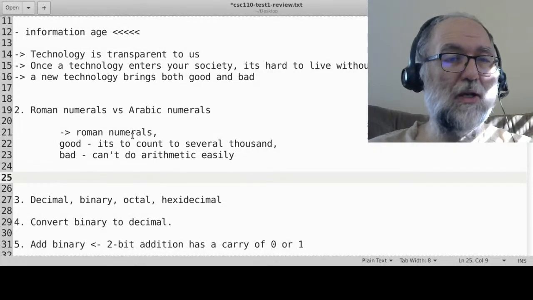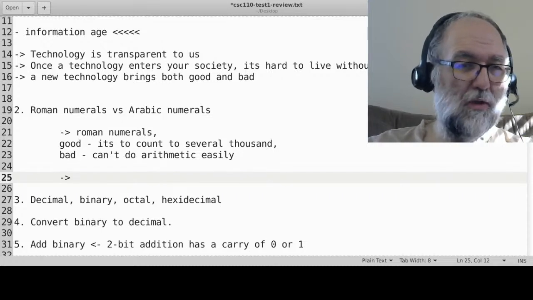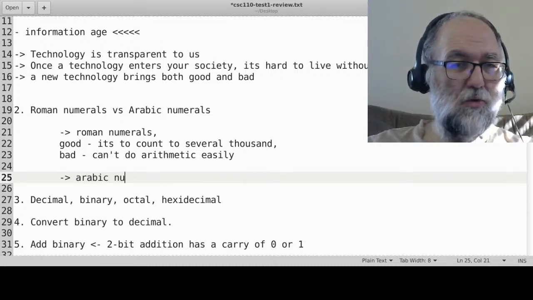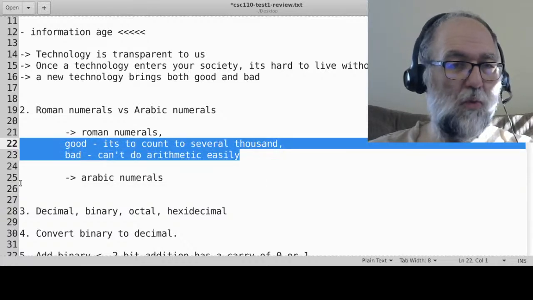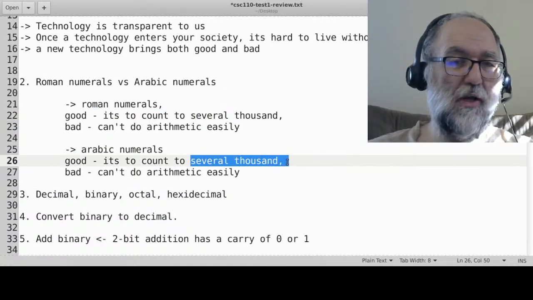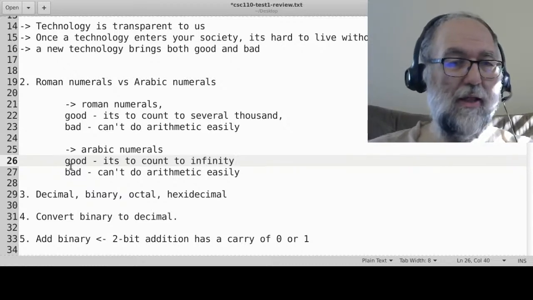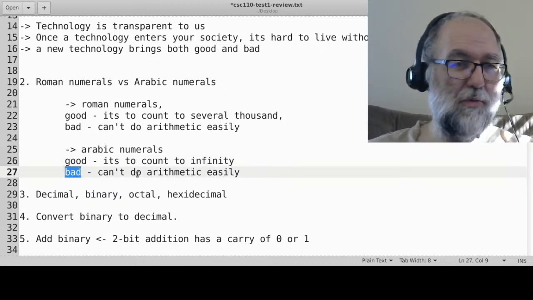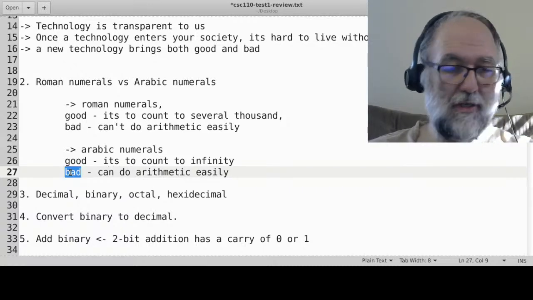Now Arabic numerals, if you remember, that's just the ordinary numbers that we use now. We call them Arabic numerals because they came from the Arabic world, and they're good. They're good in both ways. You can count to more than several thousand. You can count to infinity. And you can do arithmetic easily, so they're good on both accounts.